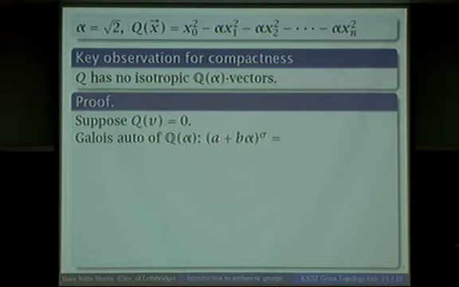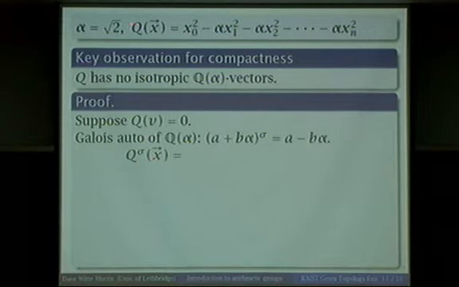The automorphism just sends the square root of 2. Remember, alpha just means square root of 2. It just sends the square root of 2 to minus the square root of 2. So that's the field automorphism of this field. It's the Galois automorphism of this field. And if I apply that to the quadratic form, here's my quadratic form.